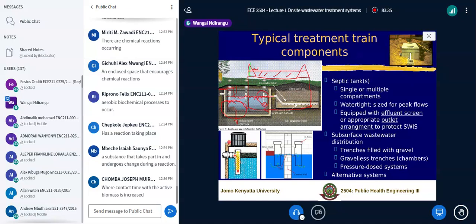And of course, the material that we are using for the wall needs to be non-corrosive. And finally, we provide space for the storage of solids.